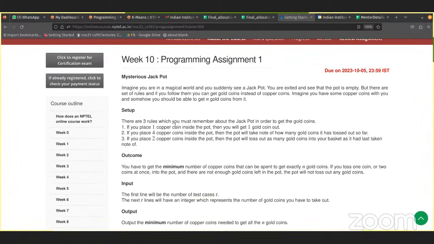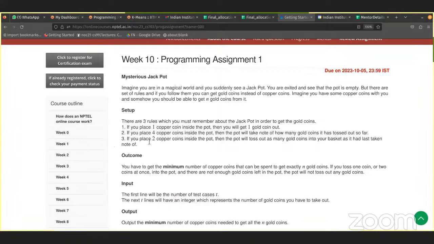There are three rules which we must remember about the jackpot in order to get the gold coins. If we place one copper coin in the pot, then we'll get one gold coin out. If we place four copper coins inside the pot, it will just take note of how many gold coins it has tossed so far.